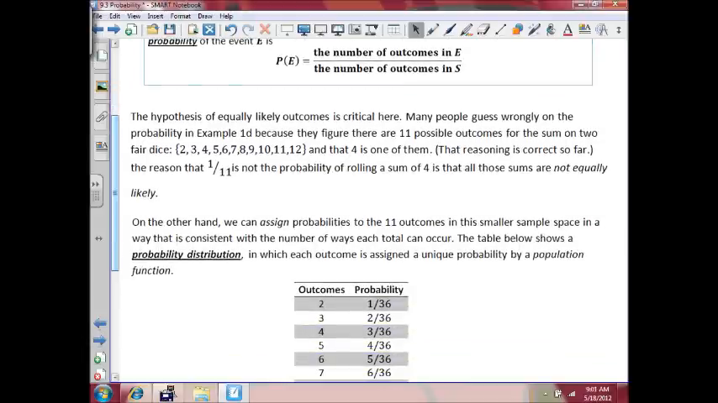Now, the hypothesis of equally likely outcomes is critical here. Many people guessed wrongly on the probability example 1D because they figured that there are 11 possible outcomes for the sum on 2 fair dice, and that 4 is one of them. The reasoning is correct so far. The reason that 1 over 11 is not the probability of rolling a sum of 4 is that all those sums are not equally likely.